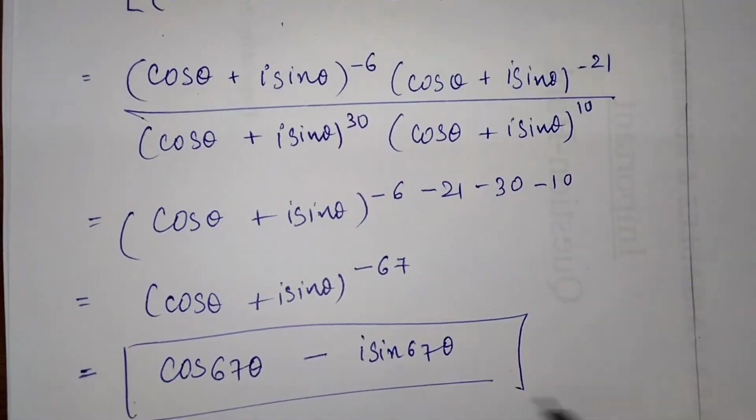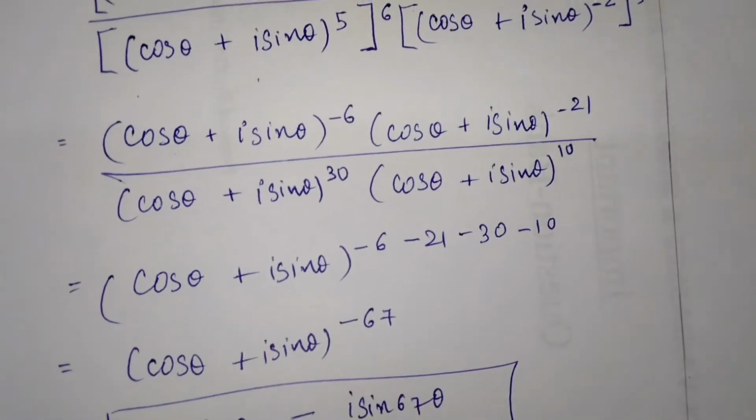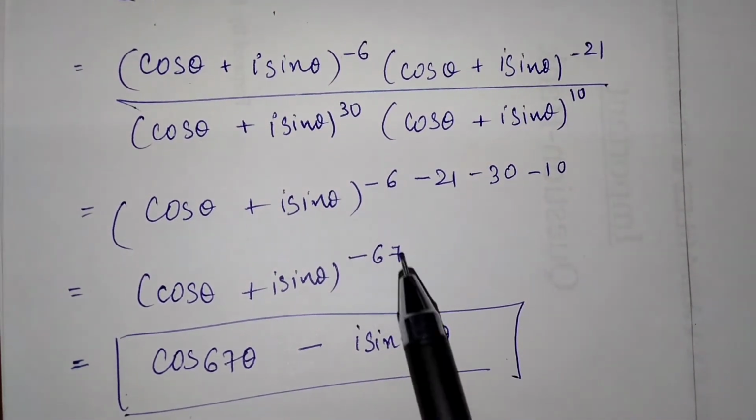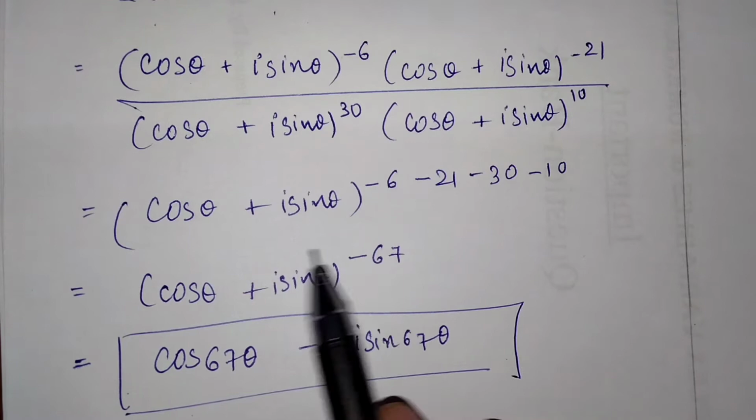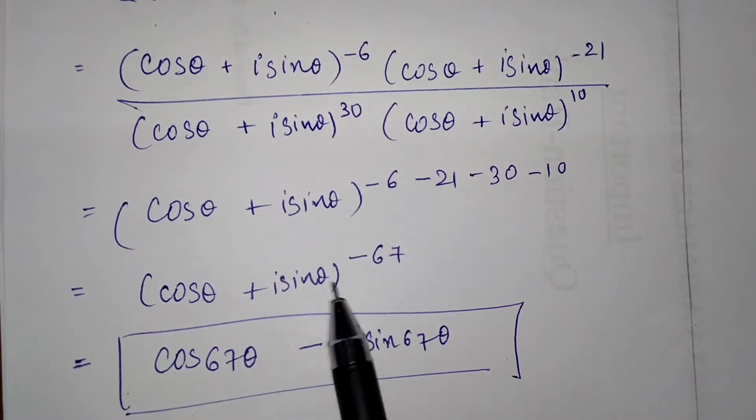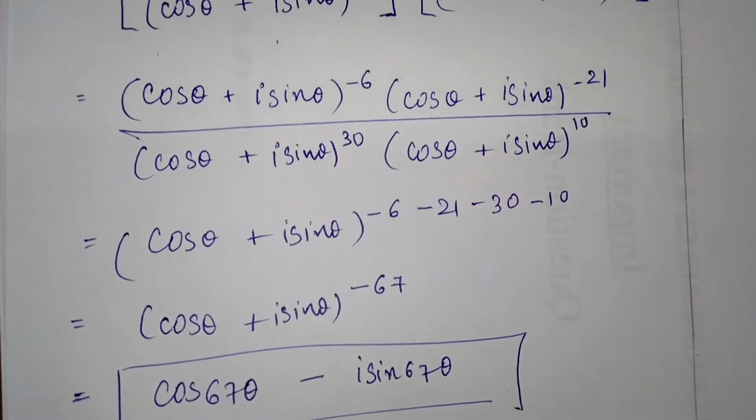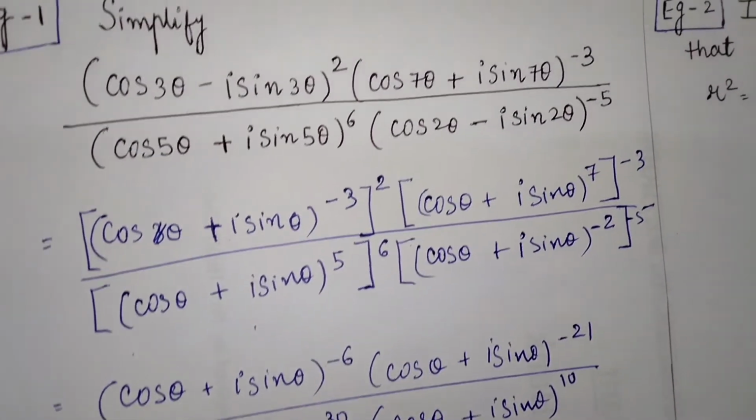Okay, so this is the answer of this question. According to De Moivre's rule, we multiplied it inside the bracket, so we got this term. So this is the answer of this question.